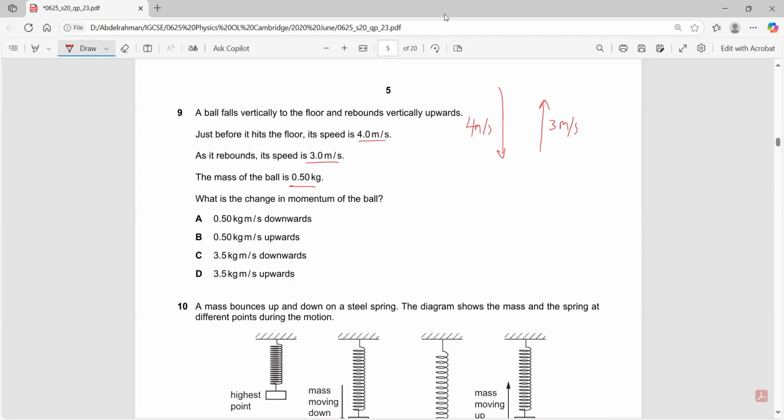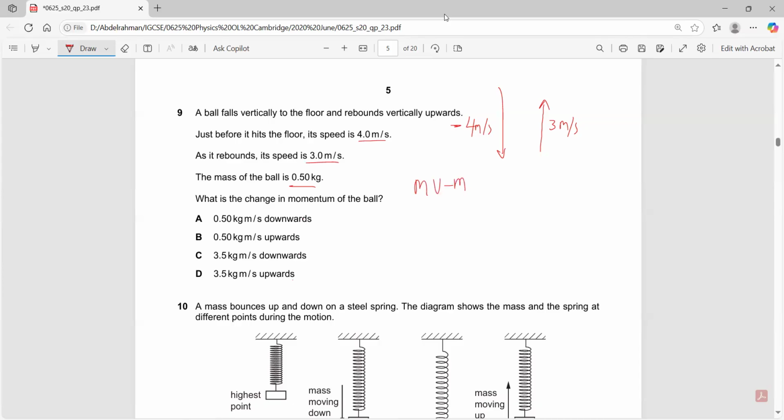You have to give one of these a negative sign. The 4 meters per second, for example, I'd say would have a negative sign because it's moving downwards, and the 3 meters per second would have a positive sign since it's moving upwards. Can I find the change in momentum?